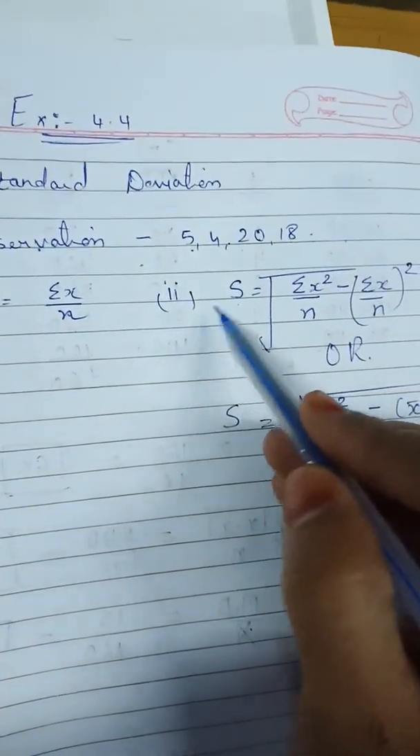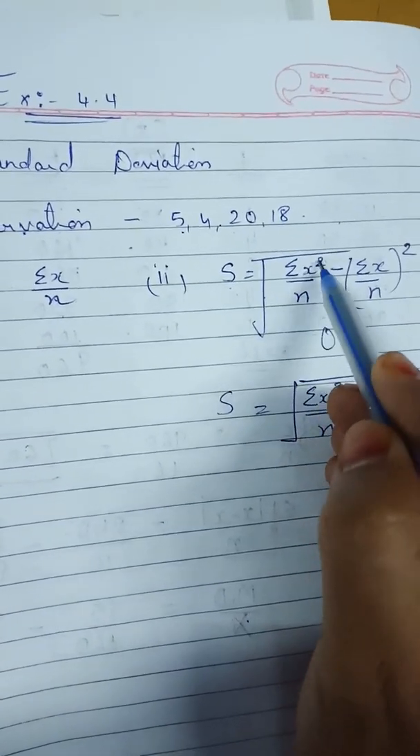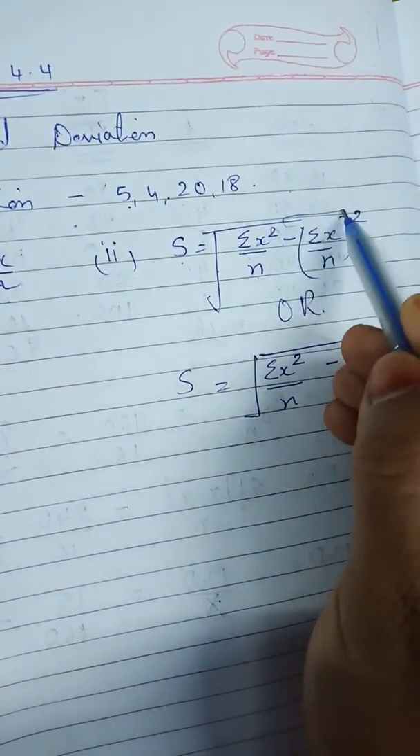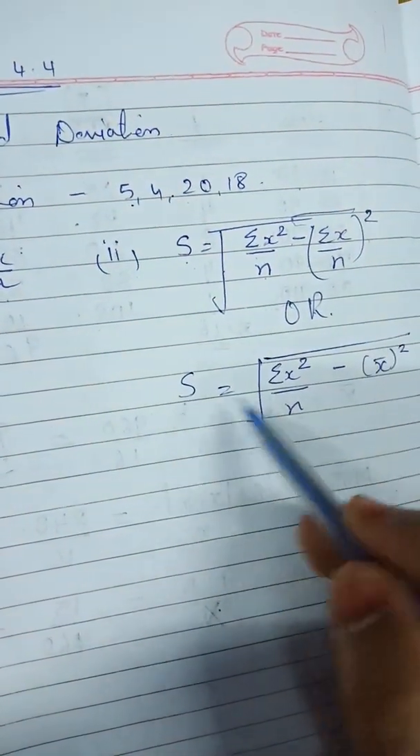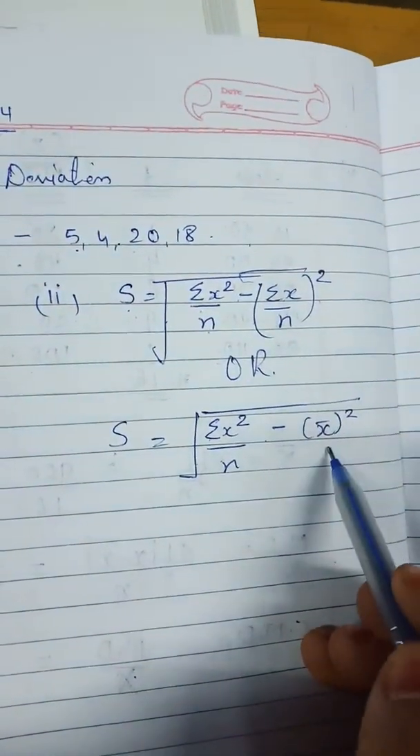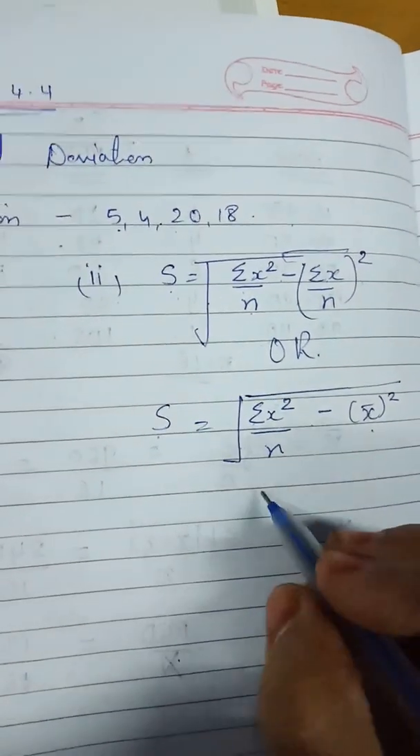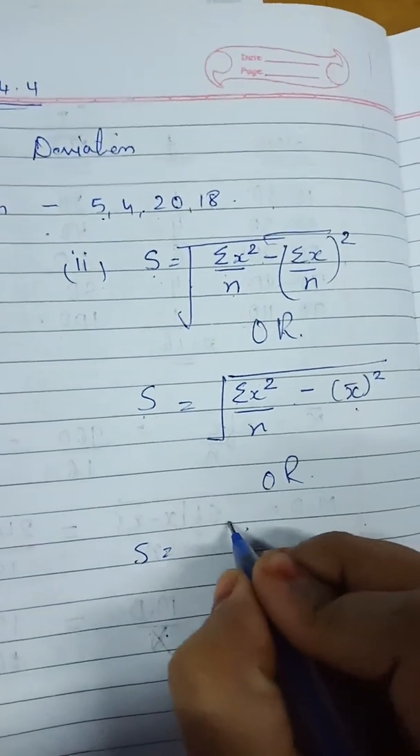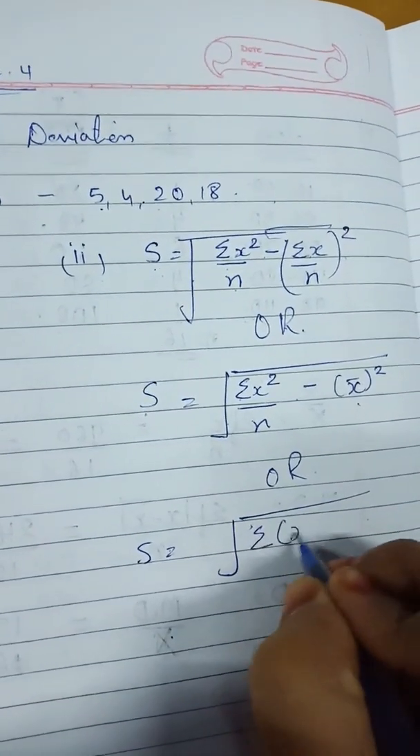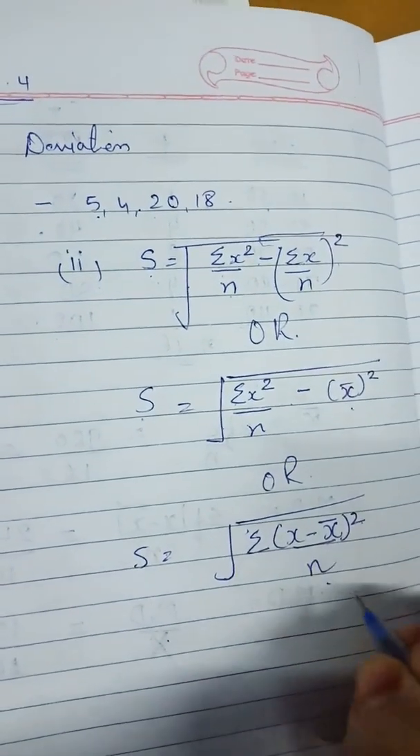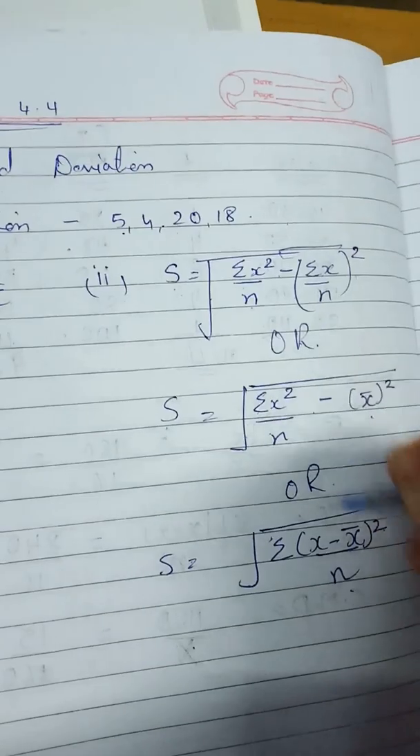After that, standard deviation equals root of sigma x square upon n minus sigma x upon n the whole square. Or standard deviation equals root of sigma x square upon n minus, in place of this, the mean, the whole square. Or third, standard deviation equals root of sigma bracket x minus mean the whole square upon n. This is the formula. So three of the formulas are there. You can use any one of it.